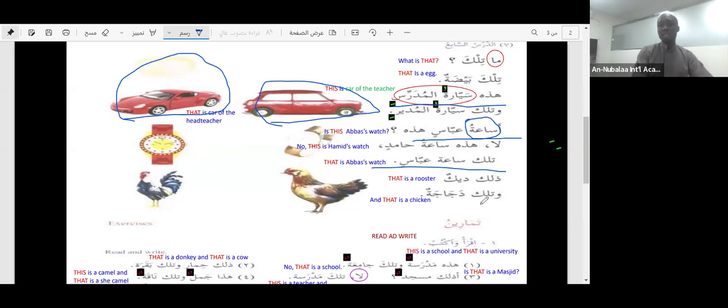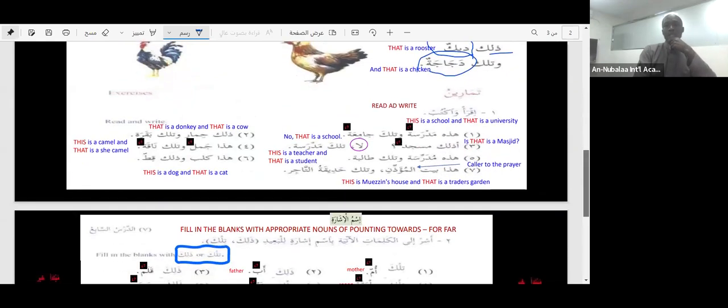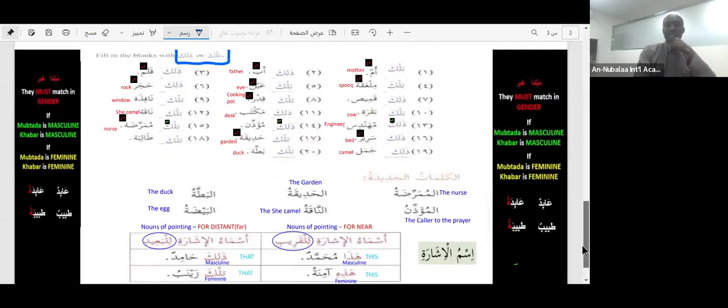Dhalika dikun. That is a rooster. Watilka dajajatun, and that is a chicken. So can you notice the difference now? When we are referring to dikun, because dikun is masculine, we say dhalika dikun, that is a rooster. And when we are referring to a feminine, we say watilka dajajatun, because dajaja is feminine. Chicken.